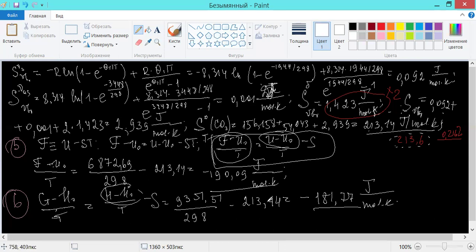And this is the answer for the last question. This is the end of the solution. I hope that you have learned something interesting. If not, at least you have had a chance to brush up on your computational skills related to physical chemistry, statistical thermodynamics. Thank you very much for your attention.